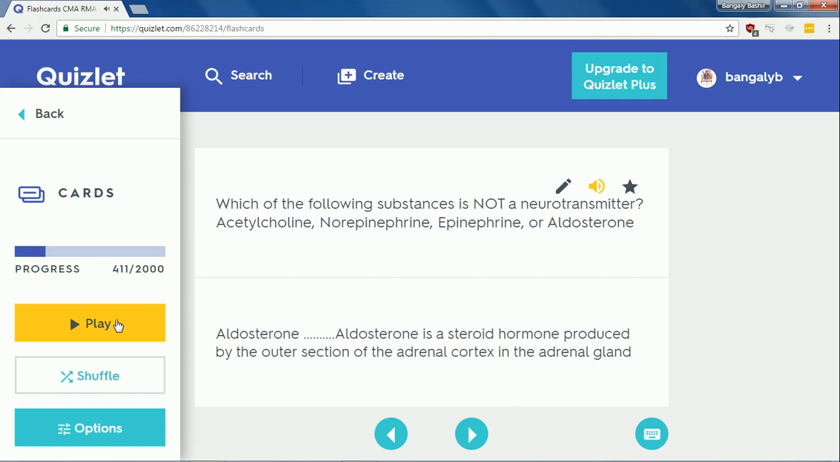Which of the following substances is not a neurotransmitter? Acetylcholine, norepinephrine, epinephrine, or aldosterone? Aldosterone. Aldosterone is a steroid hormone produced by the outer section of the adrenal cortex in the adrenal gland.